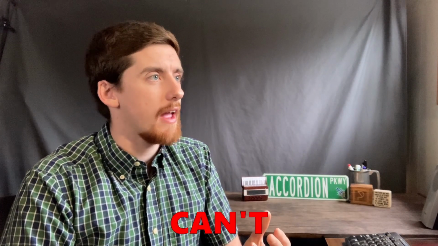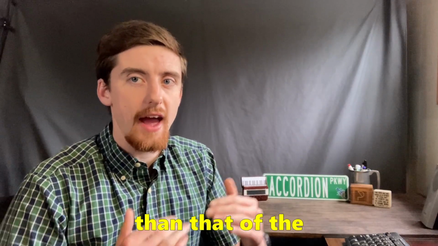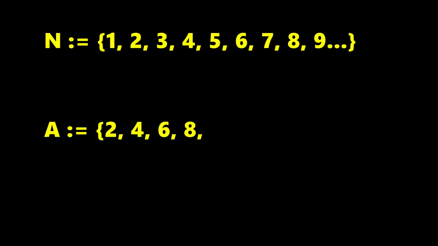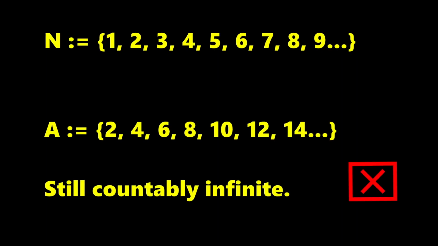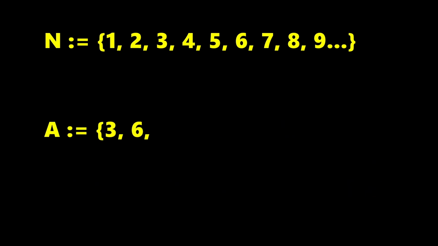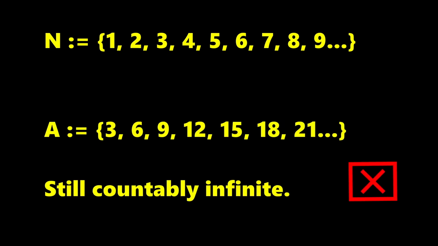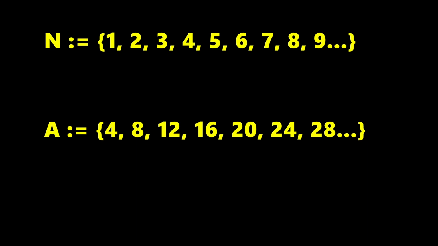And by the way, this is a good way to understand why we can't have any smaller infinity than that of the natural numbers. Any pattern of selecting only certain ones, like we just tried to do with the even numbers, is still going to amount to the same thing as the total number of whole numbers.